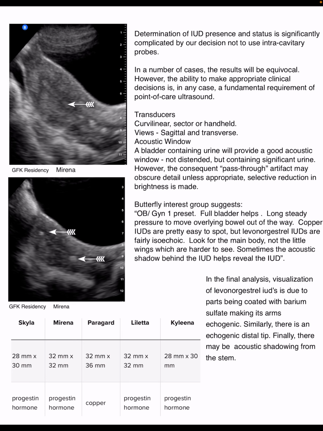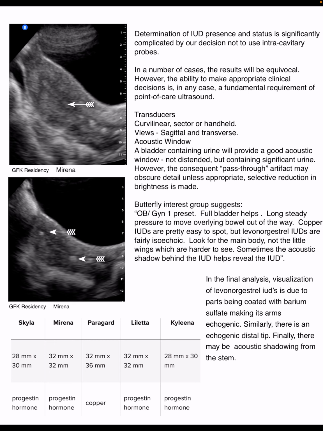The acoustic window is a bladder containing urine, not distended, but containing significant urine. However, the consequent pass-through artifact effect from the fluid may obscure detail unless appropriate selective reduction in brightness is made.